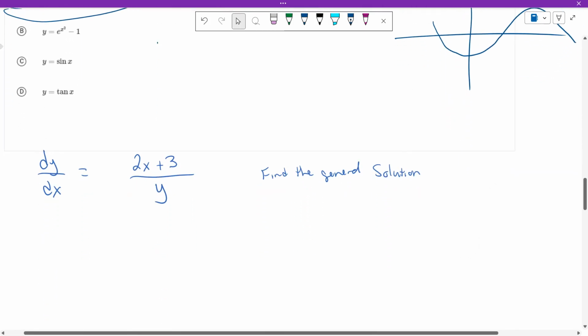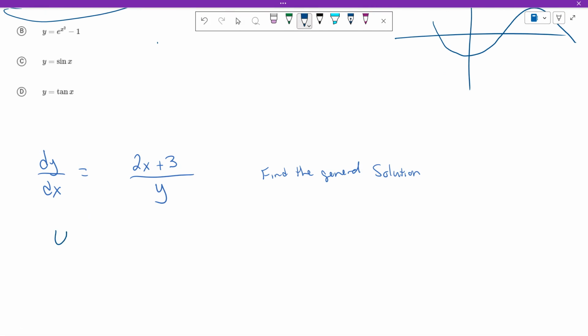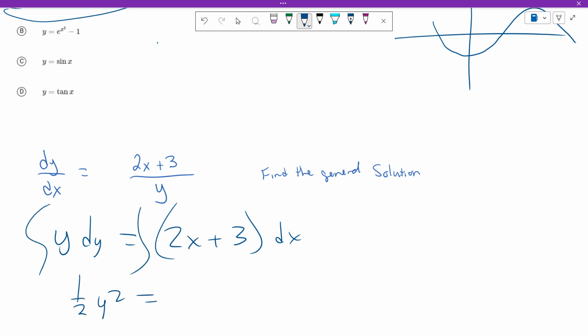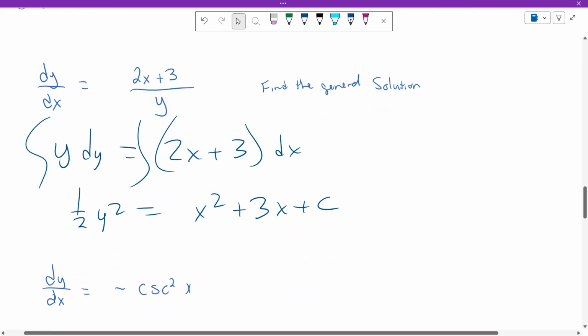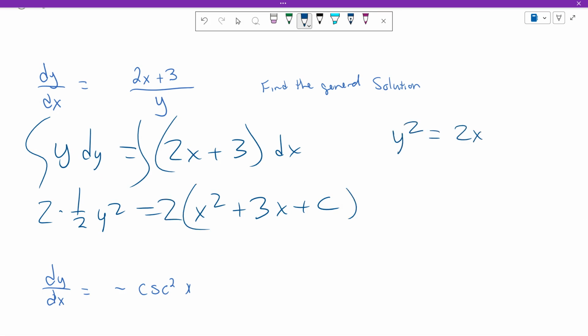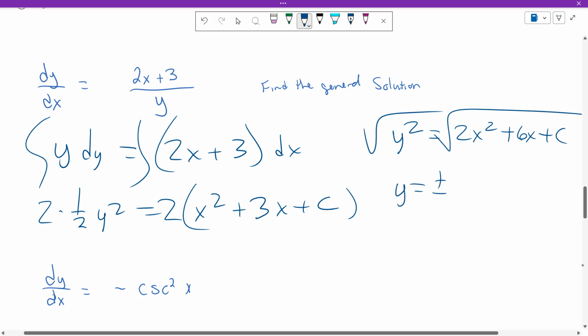Okay, finding the general solution, what would we do first here? Separate the variables. y dy equals 2x plus 3 dx. Integrate. 1/2 y squared equals x squared plus 3x plus c. Multiply both sides by 2. So y squared equals 2x squared plus 6x plus c. Then take the square root of each side. So y equals plus or minus the square root of 2x squared plus 6x plus c. Good?